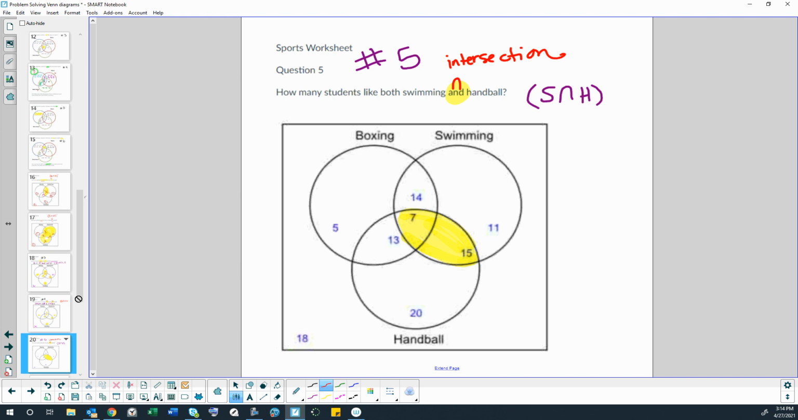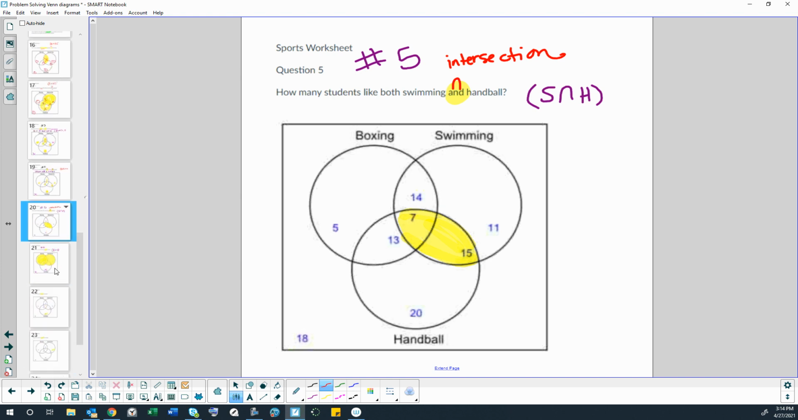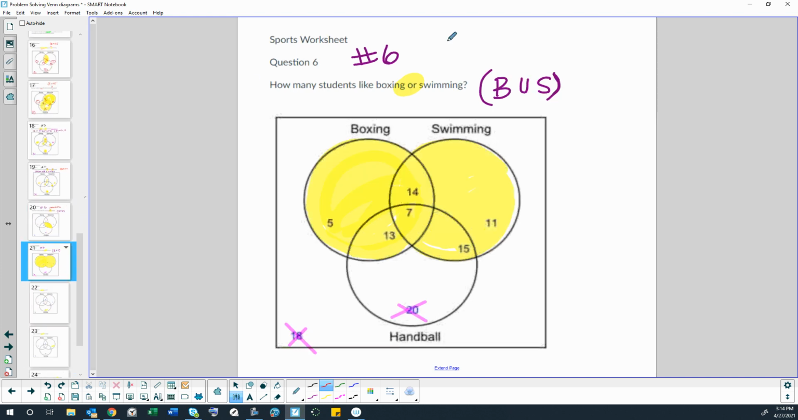All right, question number 6. How many students like boxing or swimming? So "or" is union. That's where we include everything in both groups. So union of these would be B union S. So everything in B and everything in S. So we're going to add up all those numbers and ignore these 2 numbers because they are not in boxing or swimming.